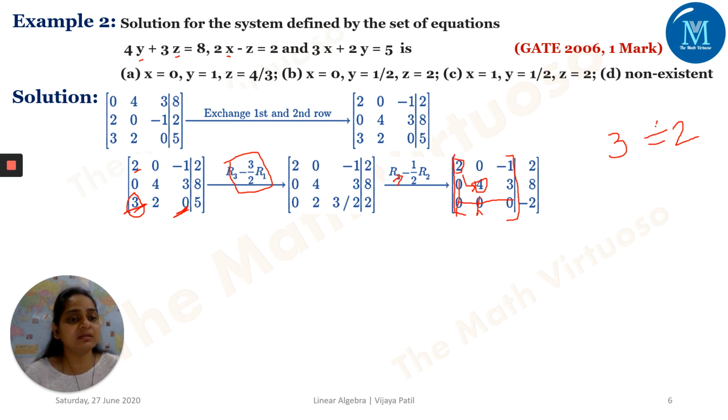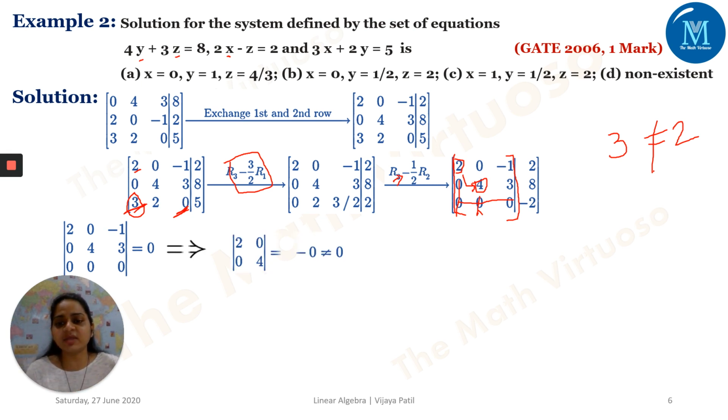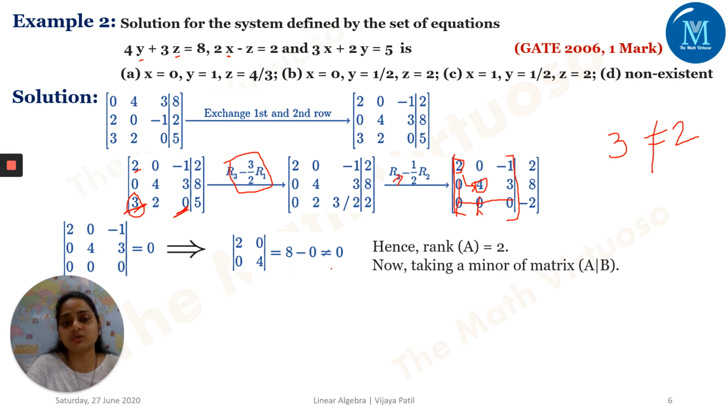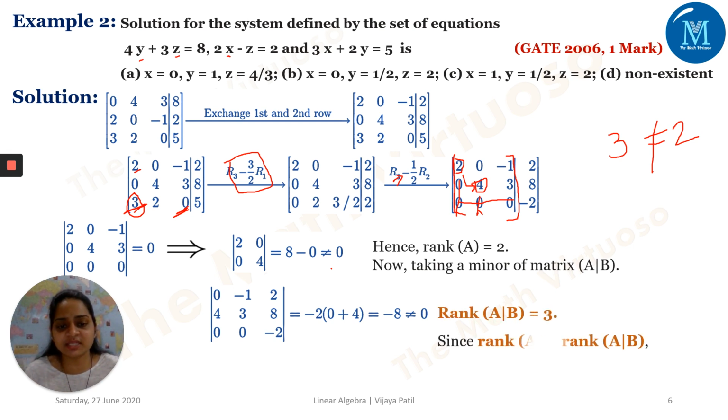That means the ranks are not equal. This is one way to find the rank of both of them. Another way is our traditional definition, which is this. Consider the matrix A, then take out this 2, 0, 0, 4. It's a minor of order 2 cross 2, which is 8, not equal to 0. Therefore, the rank of A is 2, and A comma B is 3, and therefore we can say that the rank of A is not equal to the rank of A comma B.